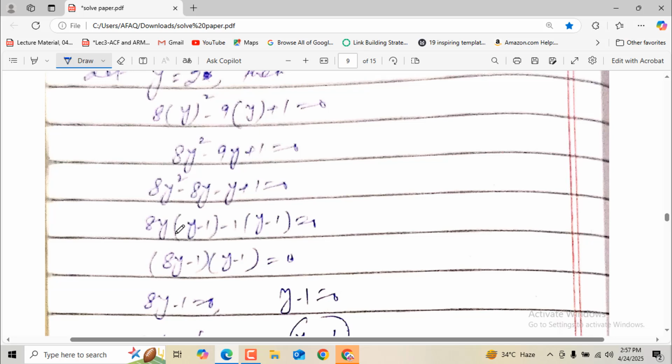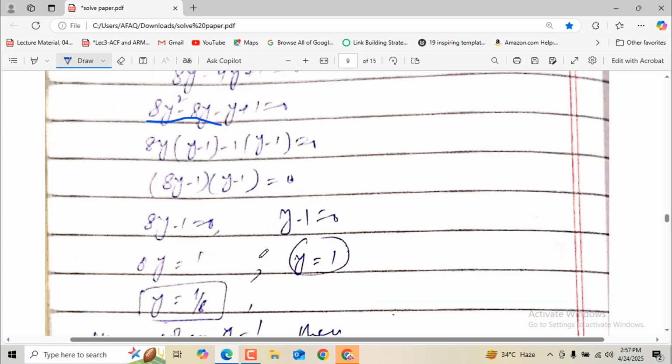So taking out 8y as a common factor, 8y times (y minus 1), and I have taken minus 1 common from these two elements of the equation, y minus 1, to keep the element within the parenthesis the same. (8y minus 1) into (y minus 1) is equal to 0. 8y minus 1 is equal to 0, y minus 1 is equal to 0. 8y is equal to 1, so y is equal to 1 by 8, and y is equal to 1.